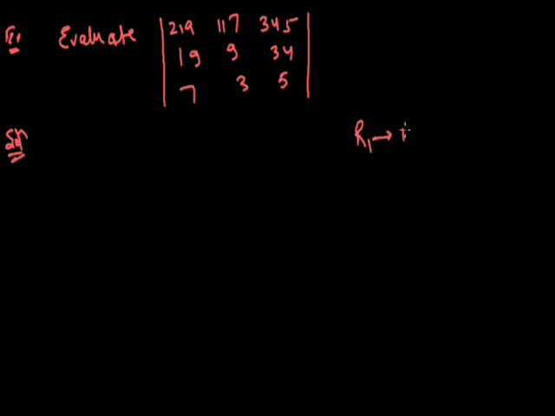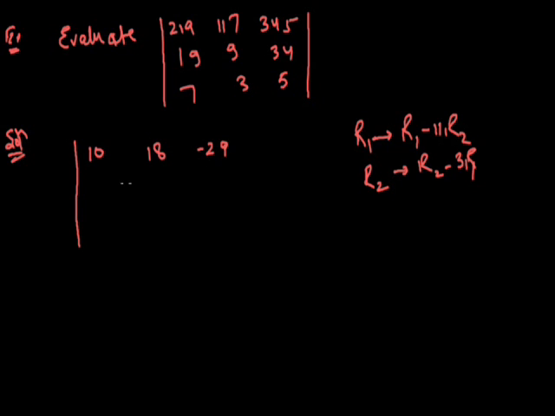First of all, R1 changes to R1 minus 11 times R2, and R2 changes to R2 minus 3 times R1. After applying this operation, we get 10, 18, minus 29, minus 2, 0, 19, 7, 3, 5. The third row is as it is because we don't apply any operation to the third row.